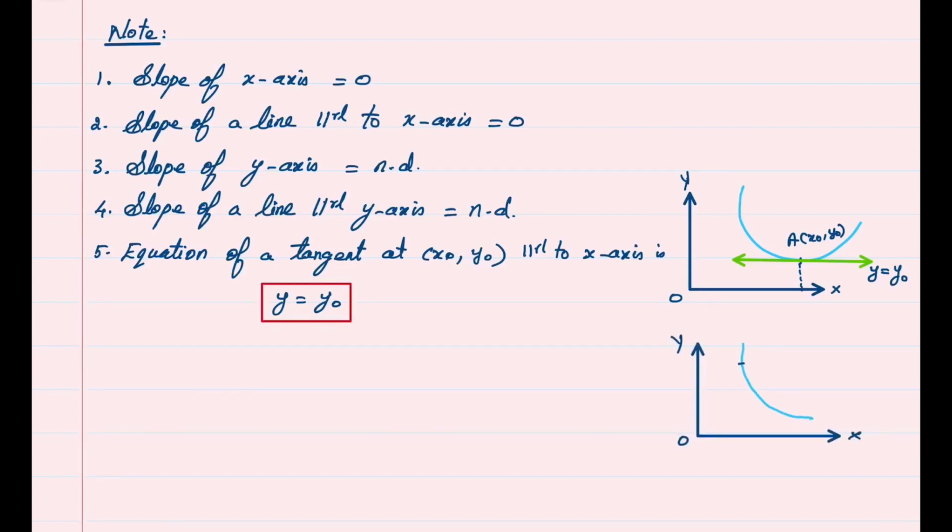Let us take point A, the point of contact as x0, y0. We will draw a tangent to this curve at A which is parallel to y-axis. Equation of this tangent, as this is parallel to y-axis, will be of the form x is equal to some constant. That constant here is x0, which is the x-coordinate of that point. Therefore, equation of a tangent line through the point x0, y0 parallel to y-axis will be x equal to x0.